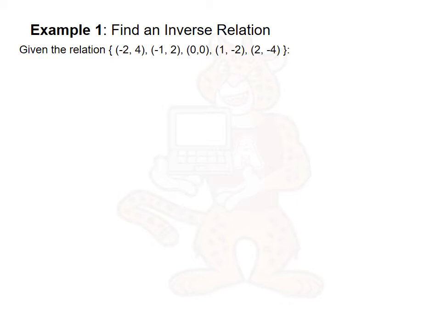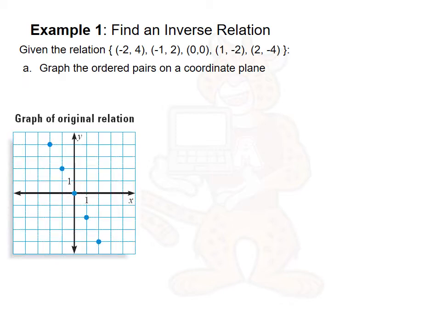Let's begin with an example. Given the relation defined by the ordered pairs (-2, 4), (-1, 2), (0, 0), (1, -2), and (2, -4), let's begin by making the graph of this set of ordered pairs on a coordinate plane. Everybody knows how to graph points on a coordinate plane, and once we plot the points, the graph is going to look like this. We have the graph of these five ordered pairs on a coordinate plane, and this is the way that it looks.